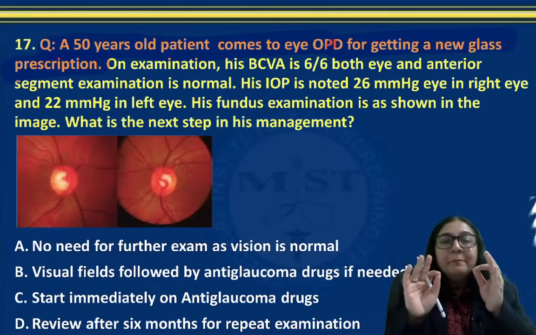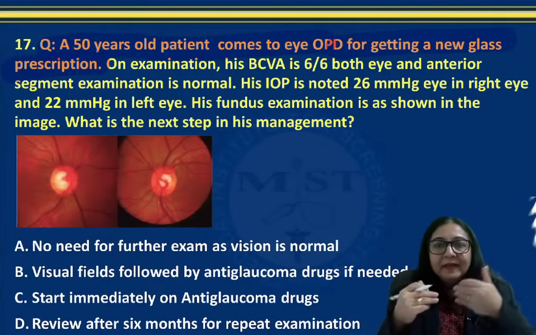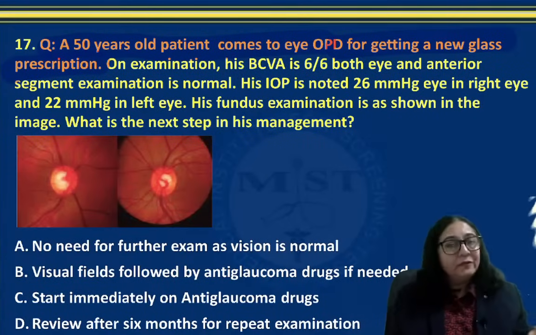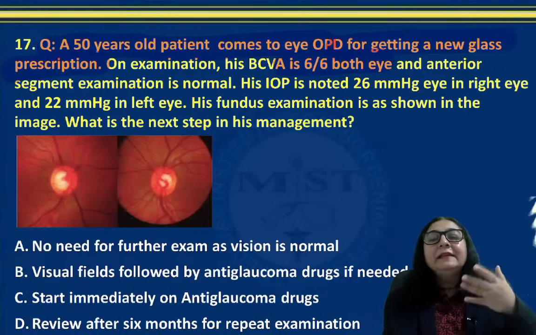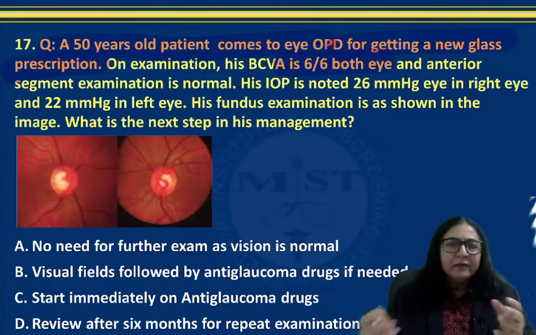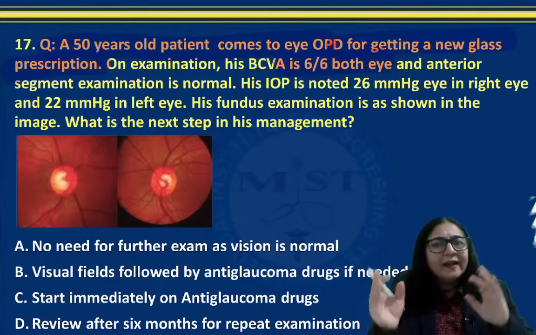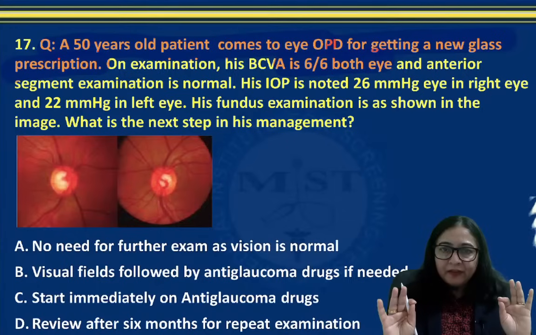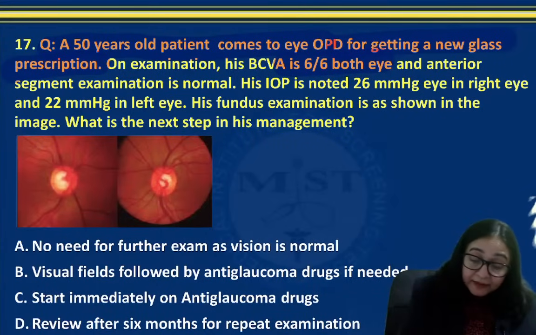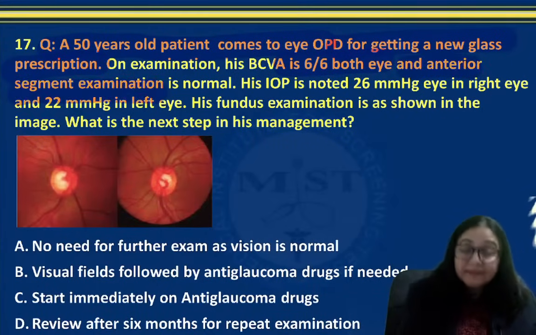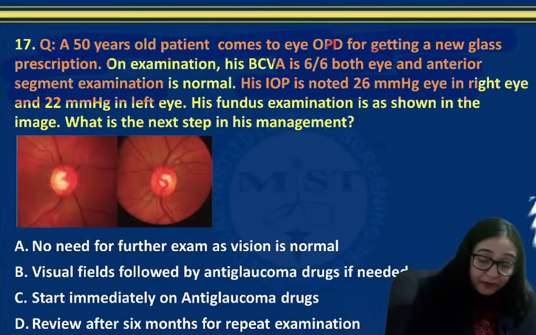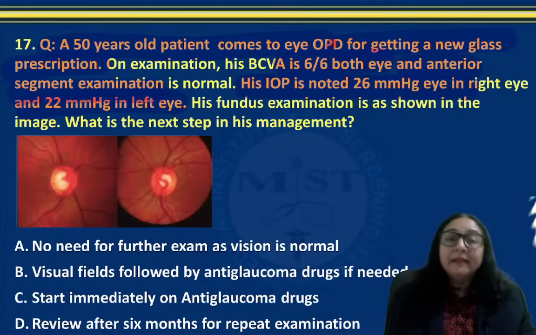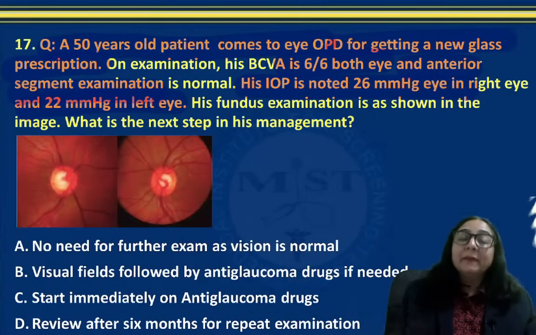On examination, the best corrected vision, BCVA, means that after the glass prescription is given, the best corrected vision is 6 by 6, which is the normal vision. And the anterior segment examination is normal. So there is no problem in cornea, no cataract, no uveitis. But the intraocular pressure is 26 millimeter in the right eye and 22 millimeter in the left eye. His fundus examination is as shown in the image. What is the next step in the management?